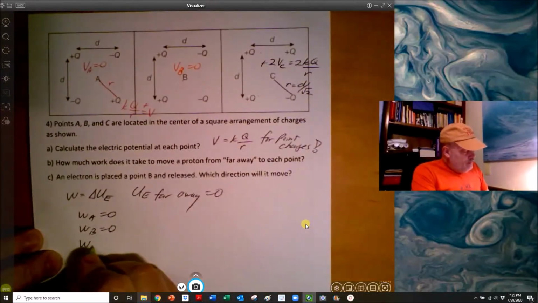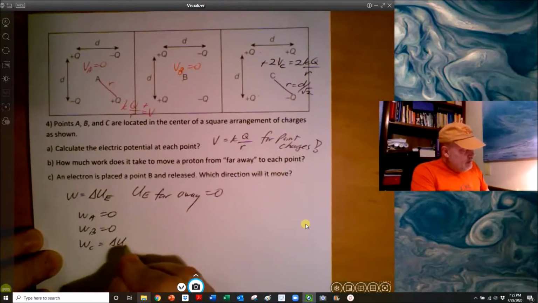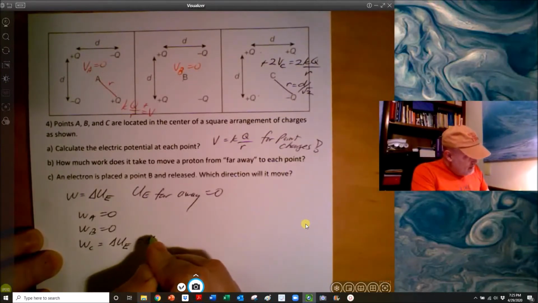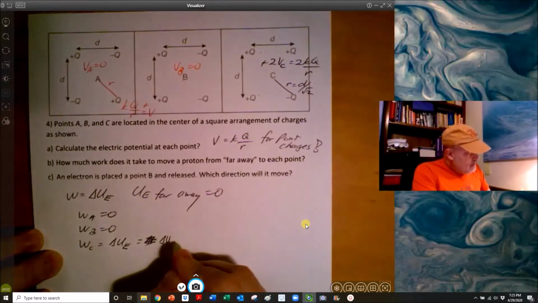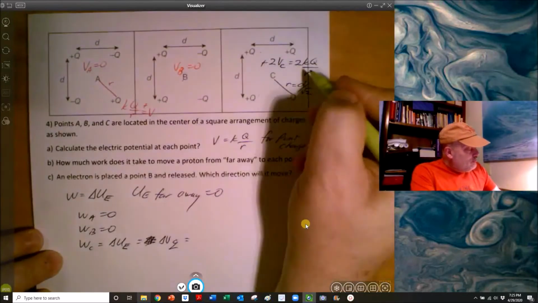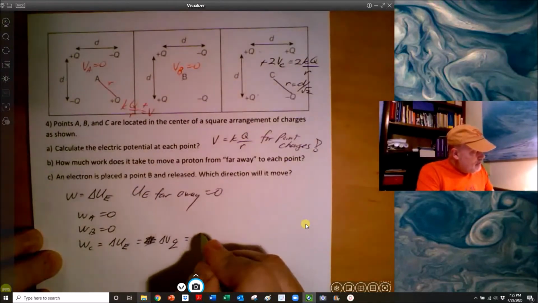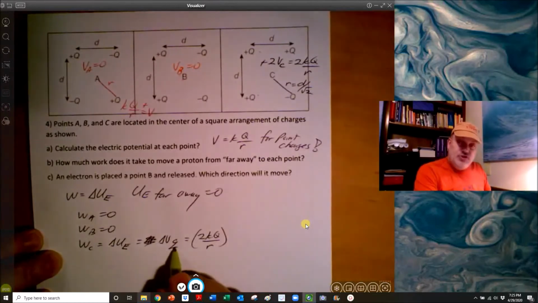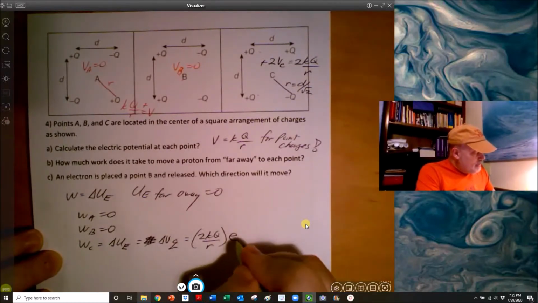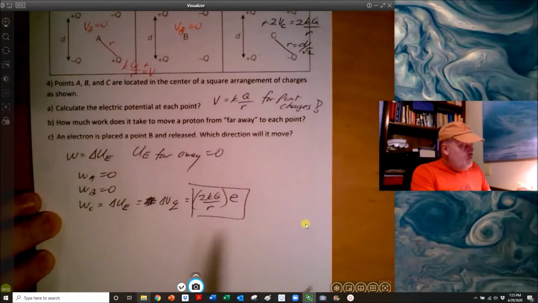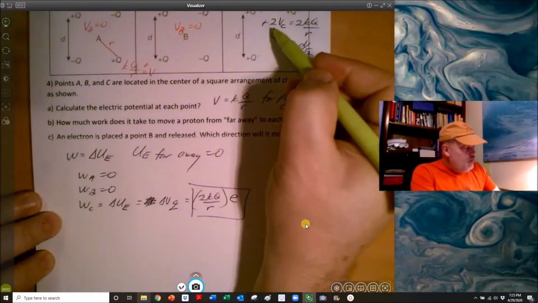Well, the work for C will equal delta potential energy, which equals delta V times Q, and our delta V is from 0 to this. So it's going to be 2kq over r times the charge, and it's a proton, so that would be e. And that's our work done to move a proton from very far away to point C.